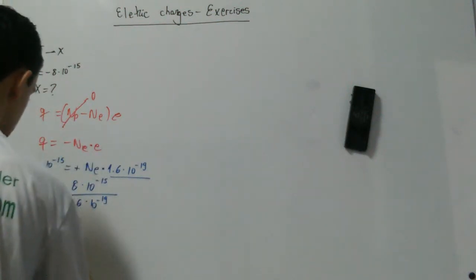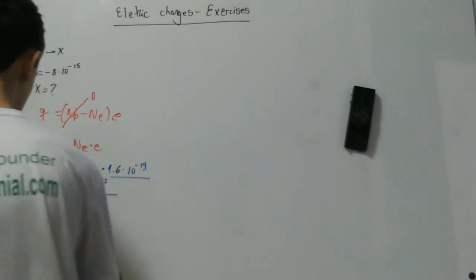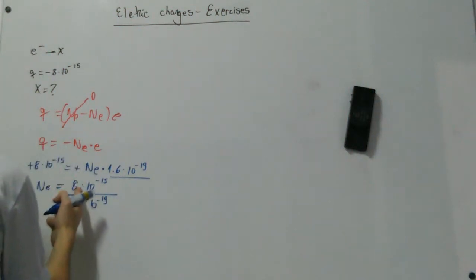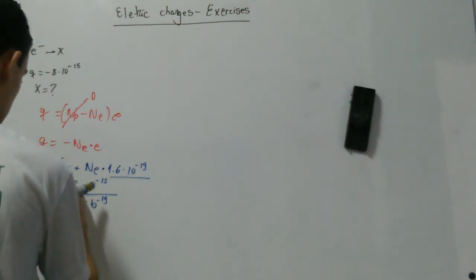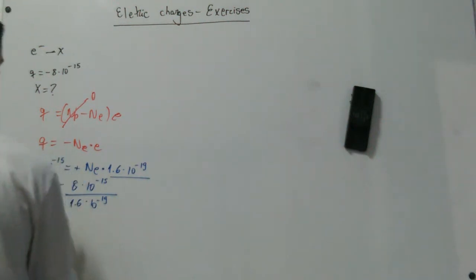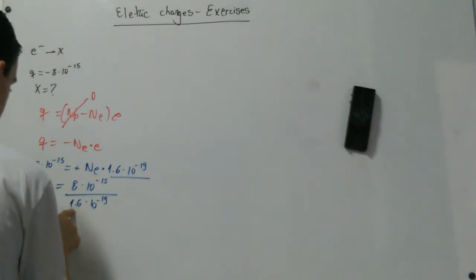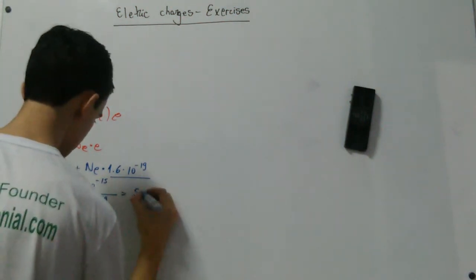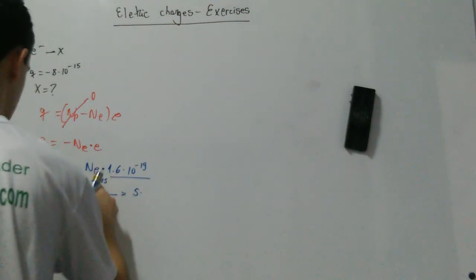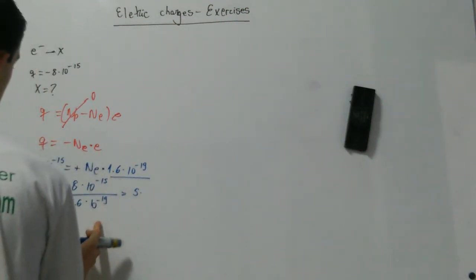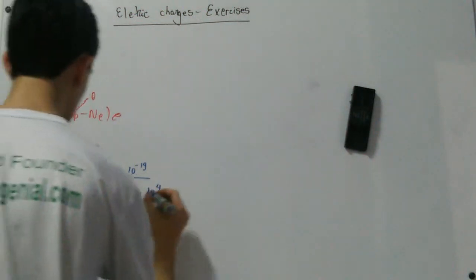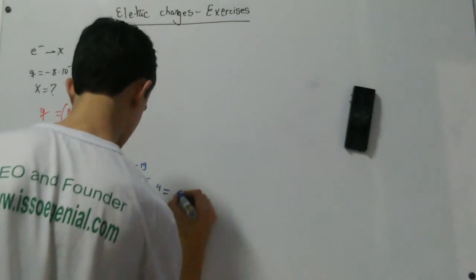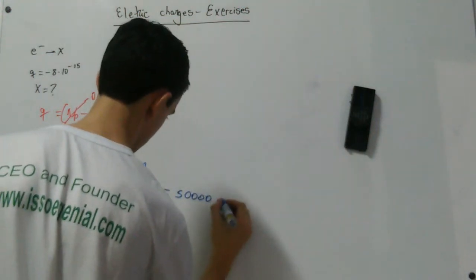So, how do you do this math? Let's just talk about 8 and 1.6. Multiply here and here by 10. So 8 times 10 is 80, and 1.6 times 10 is 16. So 80 divided by 16 is 5. And then 10 to the power of negative 15 divided by 10 to the power of negative 19 is 10 to the 4th power. So here we have 5 with 4 zeros.